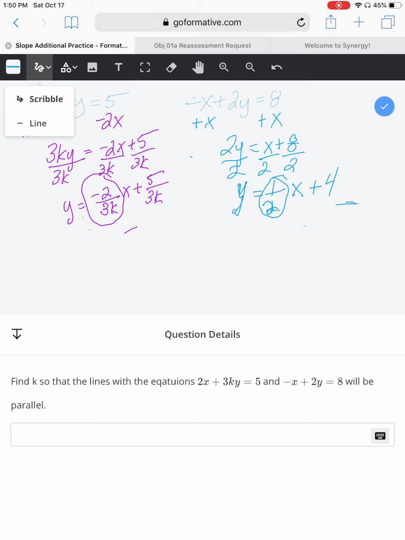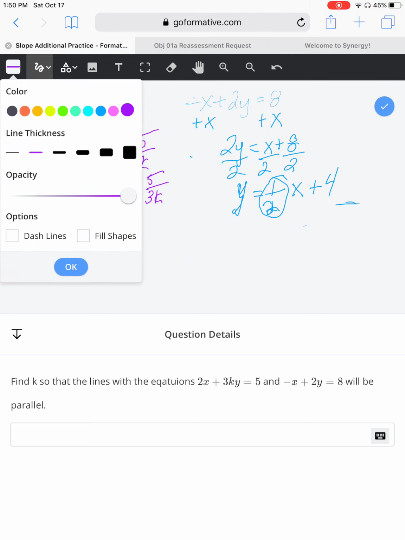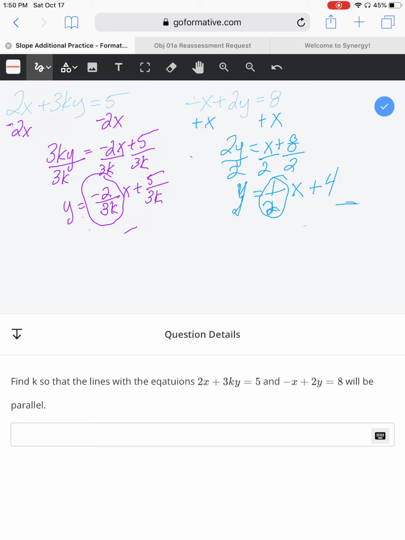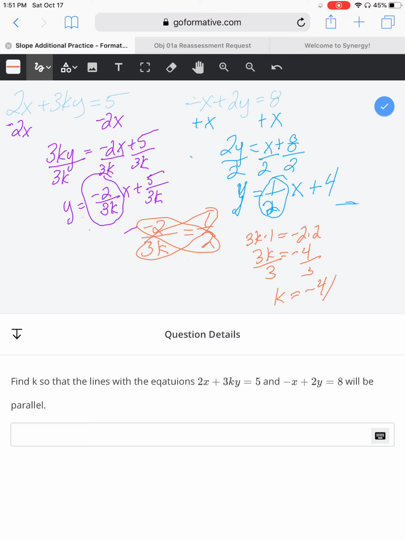Now, if they are parallel to one another, their slopes are going to be the same. So you know that negative 2 over 3k is going to be equal to 1/2. And so you're going to cross multiply to solve. At least that's the way I would do it. So it ends up being 3k times 1 is equal to negative 2 times 2. 3k is equal to negative 4. Divide by 3. K is equal to negative 4/3. So that's where that negative 4/3 comes from.